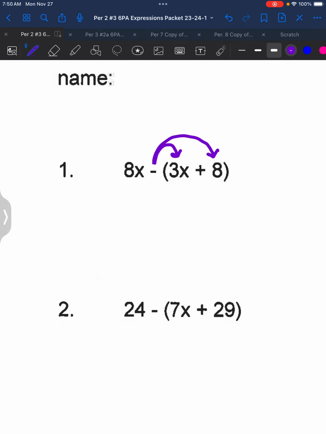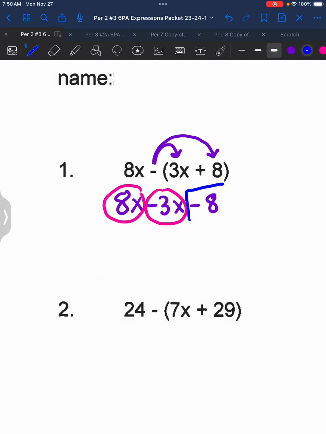The 8x that's out in front is just going to drop down, and then we're taking the opposite of everything within the parentheses. So the opposite of 3x is -3x. The opposite of +8 is -8. That's the same thing as multiplying them both by -1. Now that I'm done distributing, I could do my bubbles. So I see that these are going to go together, and this is going to be separate. Go ahead and combine like terms and get a final answer.